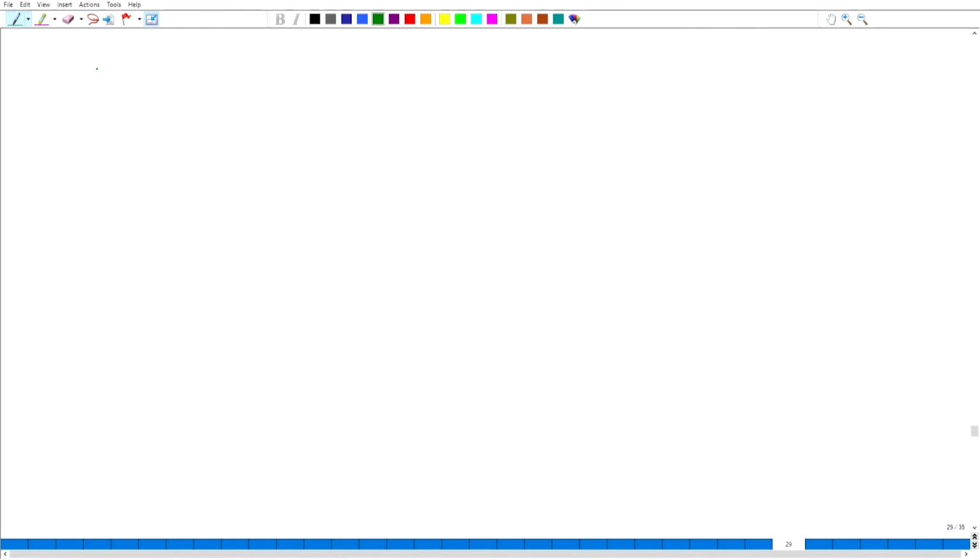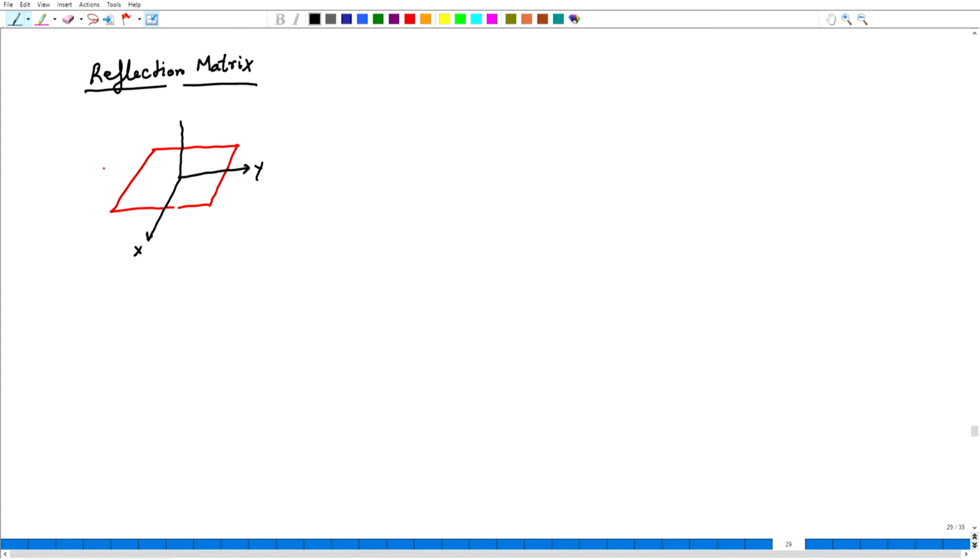In this lecture, I will take up representation of reflection symmetry by a matrix. So, we are going to talk about the reflection matrix. Let me draw the mirror plane first and then draw the axes. The x and y axes are in the mirror plane and the z axis is normal to the mirror plane.